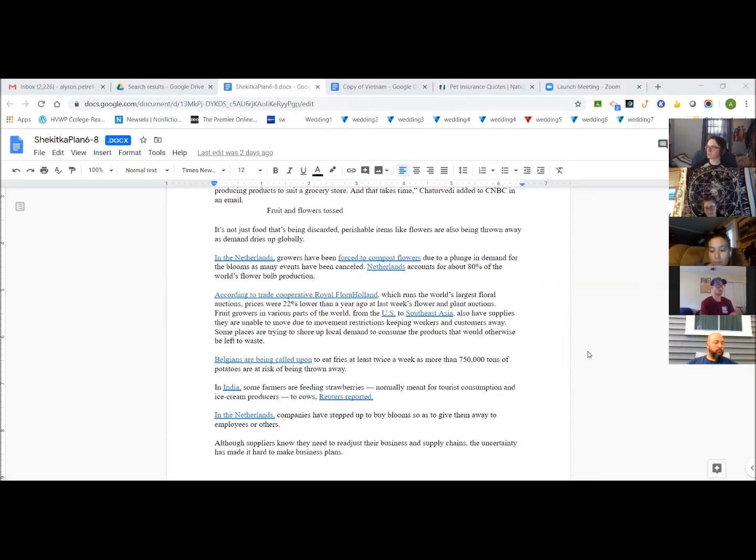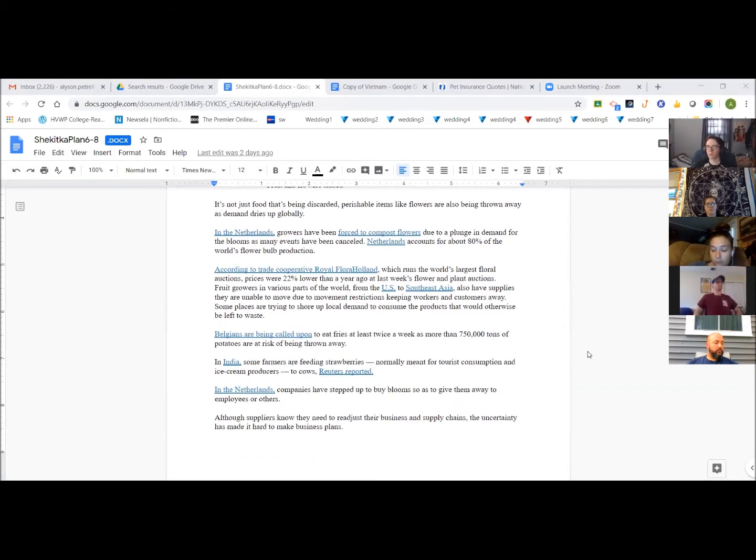And so the Netherlands accounts for about 80% of the world's flower bulb production. Now, I don't know how that will impact next year, right? I don't know if they had to get rid of the literal bulbs or if they were able to save them, but you could in the future see a huge rise in prices for flowers because of having to throw so much away this year. We'll have to see how that works. And so according to the trade cooperative Royal Floral Holland, which runs the world's largest floral auctions, prices were 22% lower than a year ago at last week's flower and plant auctions.